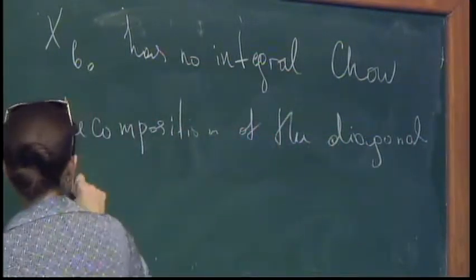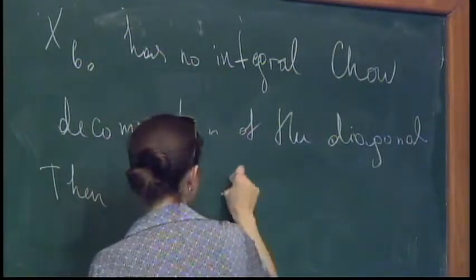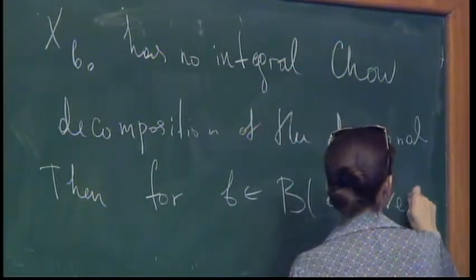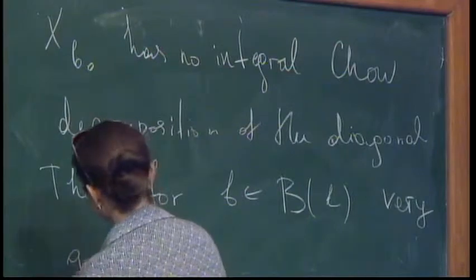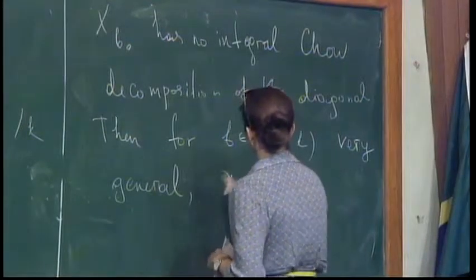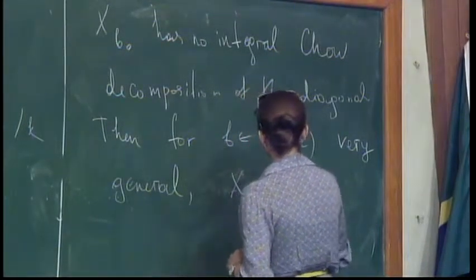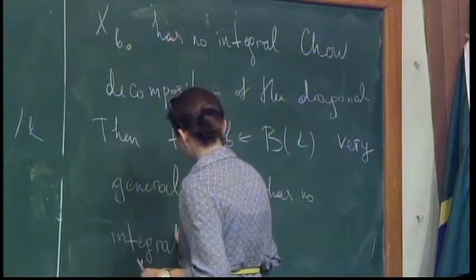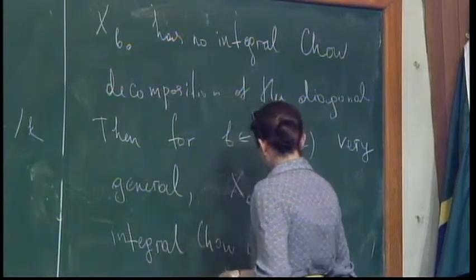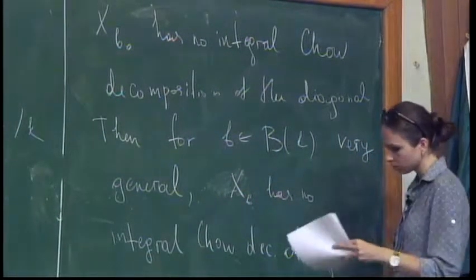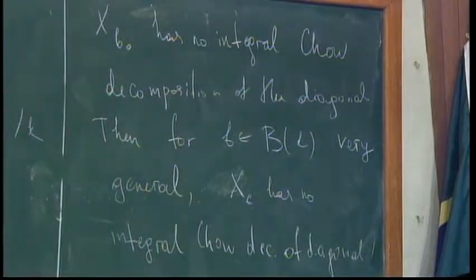Then, for b a point in B, which we have to choose very general, I will make it more precise. Very general. We have the same conclusion. The fiber X_b has no integral Chow decomposition of the diagonal. Okay, so just let me tell you what very general means.